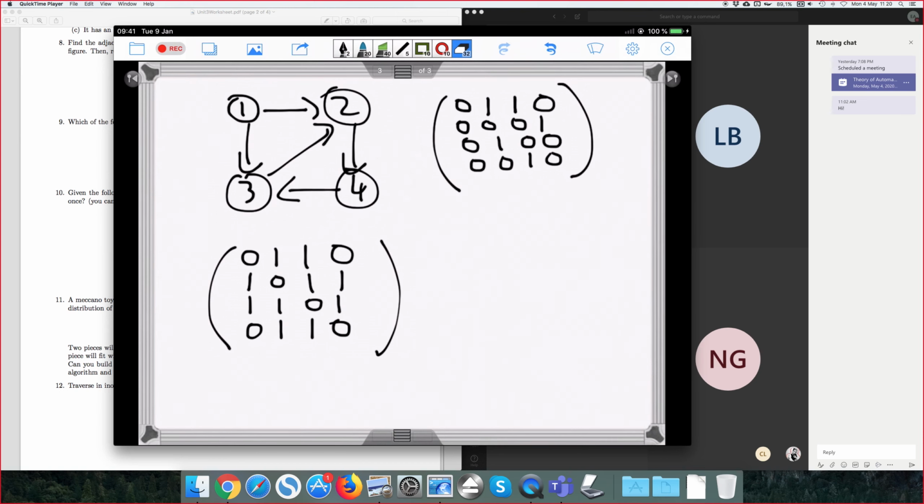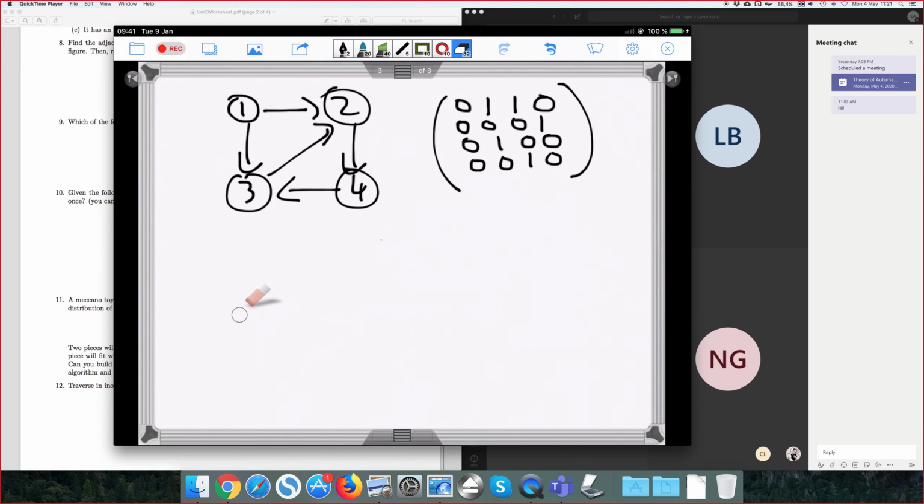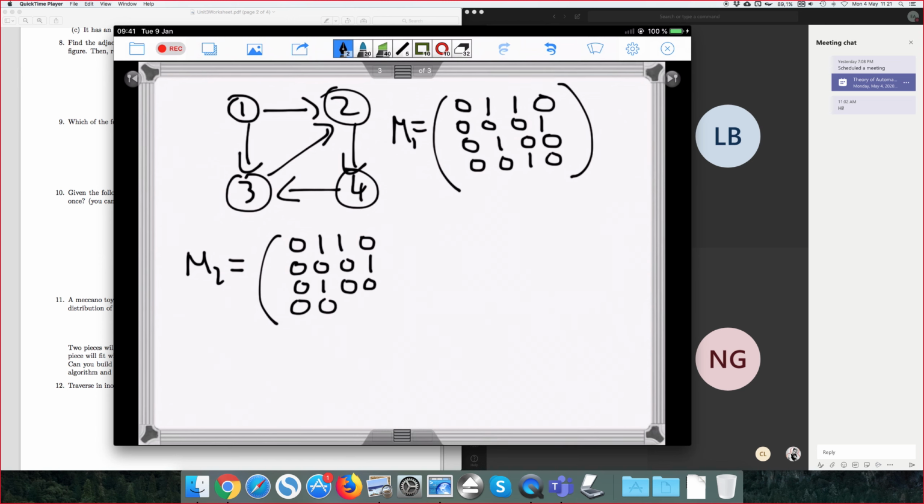So this is fairly easy, just computing the adjacency matrix. But now I'm going to compute the reachability matrix, okay? And for that, you know that this is what we call M, the adjacency matrix. This is also M1, the reachability matrix of order 1. And to obtain M2, we need to compute the square of this matrix. Okay, so I'm going to multiply this matrix times itself.